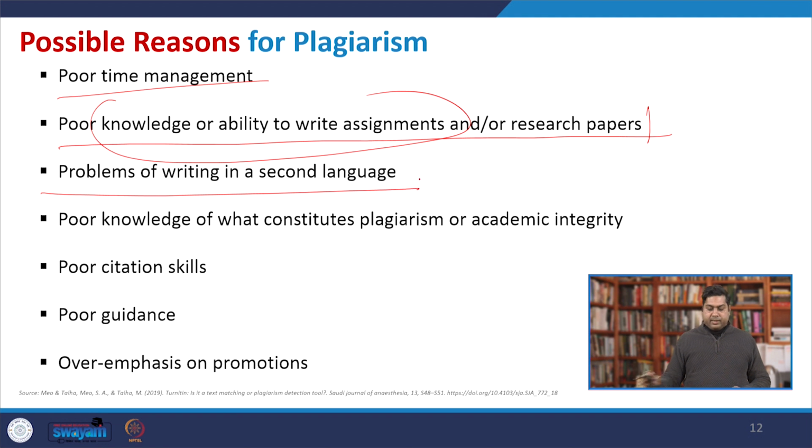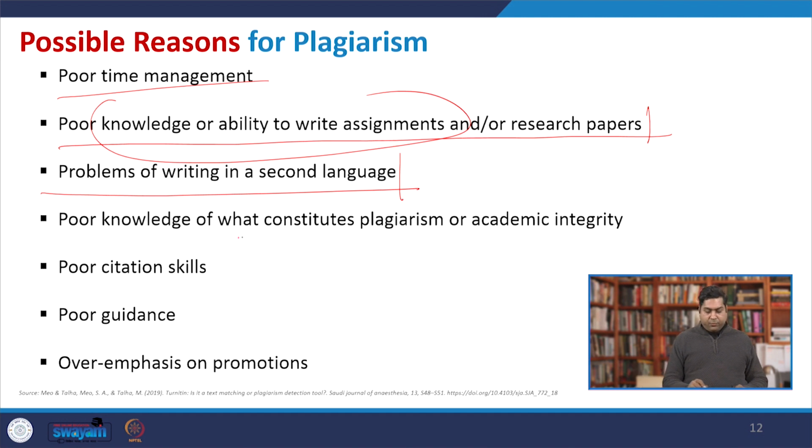Problems of writing in a second language. This is another issue, that many a time we are not that comfortable with that kind of language. Maybe I am very comfortable communicating orally in my mother tongue, but whenever I have to write in English or any other language that is required, maybe I am not very comfortable. So for that we try to see it.